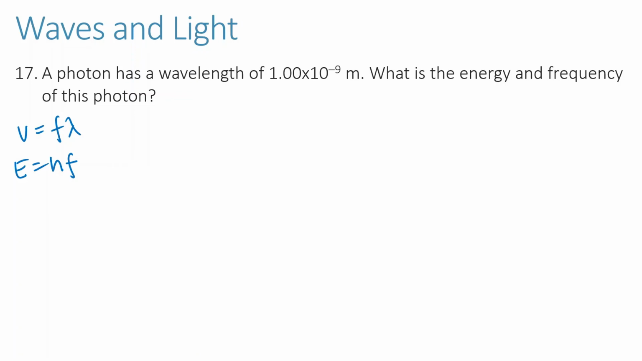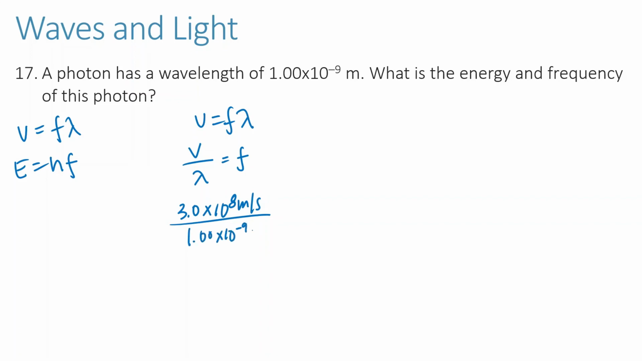So if I have velocity equal to frequency times wavelength, that means that velocity over wavelength will give me my frequency. So my velocity here is going to be 3 times 10 to the 8 meters per second. That's the speed of light. My wavelength is 1 times 10 to the negative 9 meters. So if I solve that, that will give me my frequency. So this gives me 3.0 times 10 to the 17 waves per second.